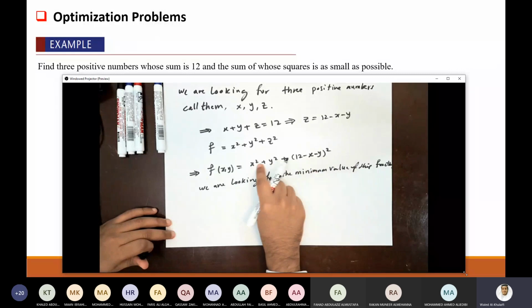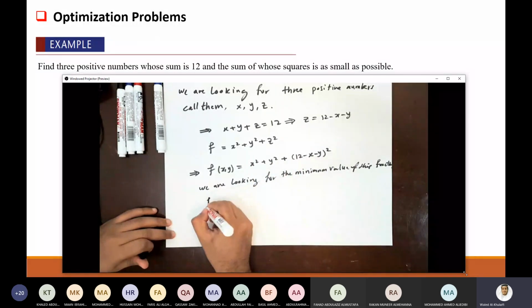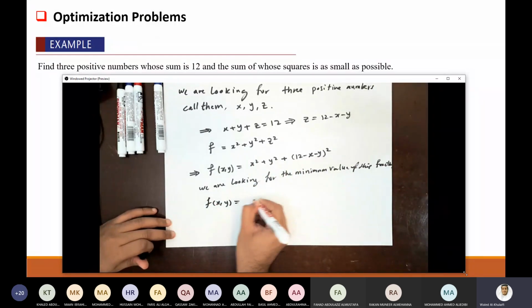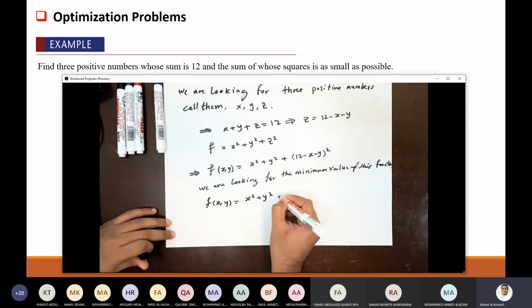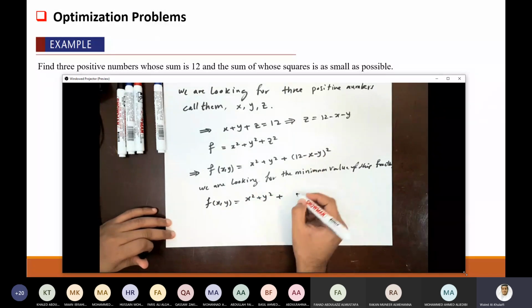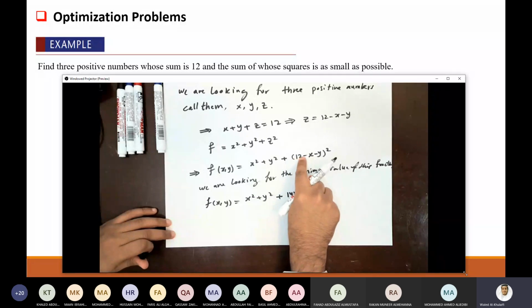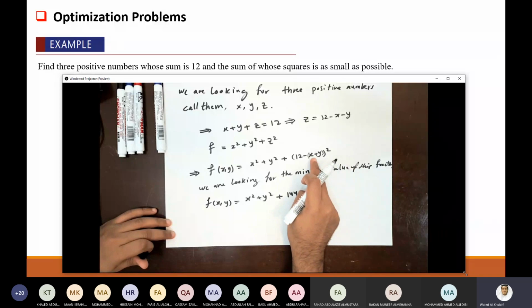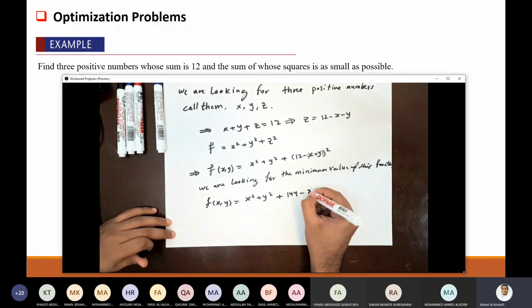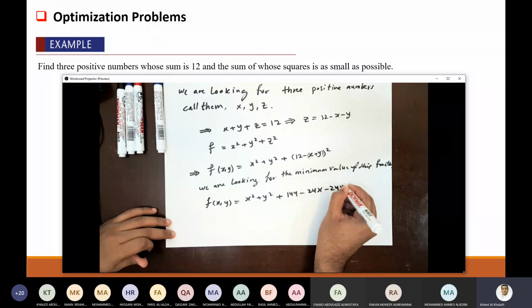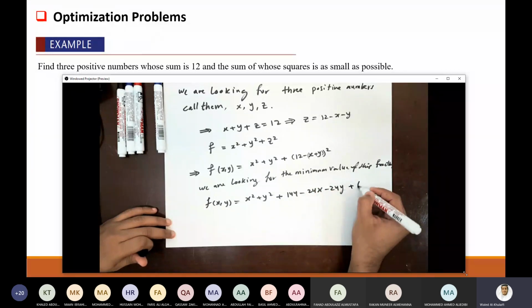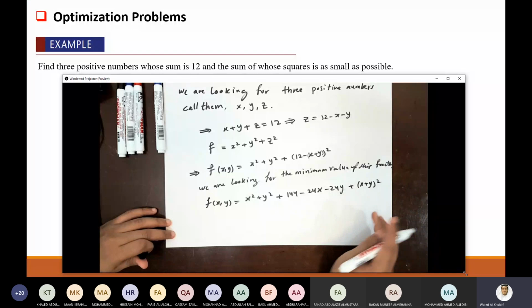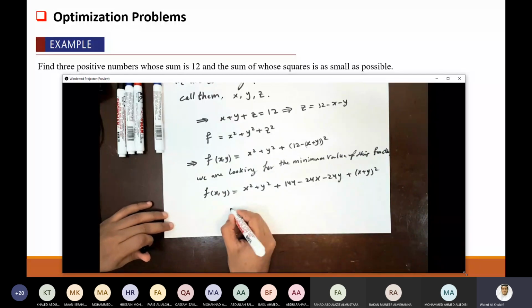But it's better to open this. It's better to open this, okay? So f of x, y equals x squared plus y squared plus, now if you open these, this is 144 minus, and then you say 2 times first times second. Think of these as second. So 2 times 12 is 24, times this, meaning 24x minus 24y plus (x plus y) all squared. So we can think of it this way.